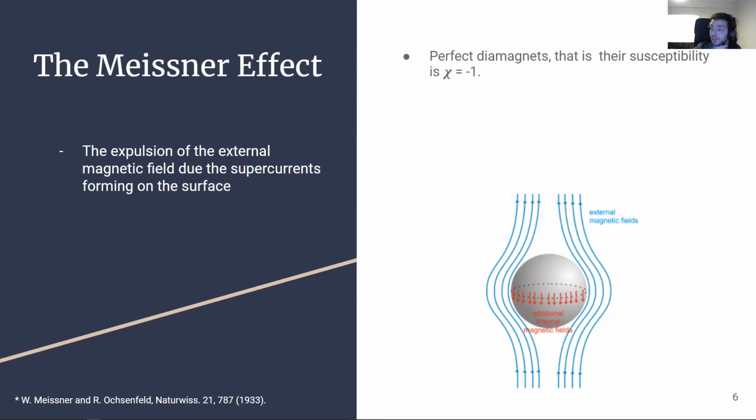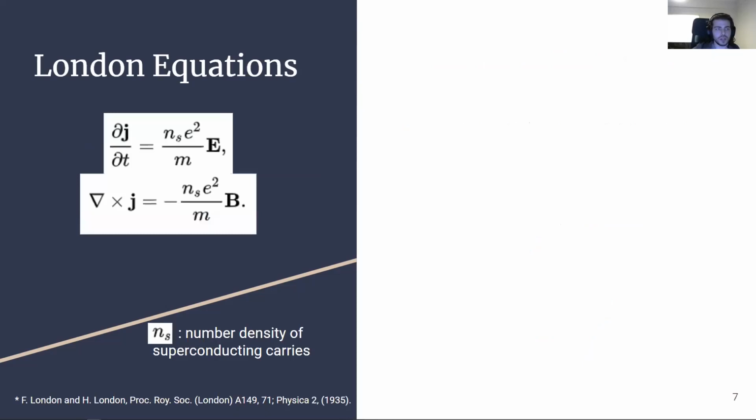So this is a perfect diamagnet, and it's a very important property of the superconductors, if not more important than zero resistivity. And this was discovered experimentally by Walter Meissner and Robert Ochsenfeld in 1933. So here I should briefly talk about the London equations.